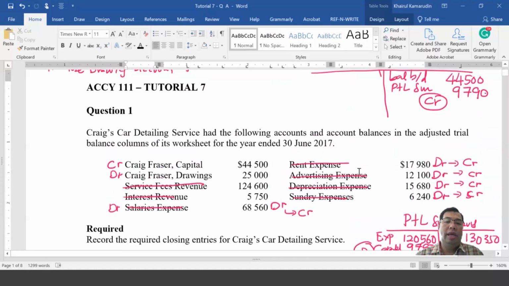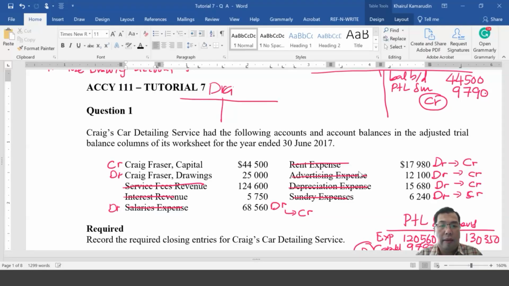And we did this. And finally, I'm going to close my drawing account. Drawing is a debit account. This is your drawing account. The balance is 25,000. So how to have a zero balance? Certainly I'm going to credit this account by 25,000, so we're going to have a zero balance on that. When I credit this account, the debit goes to your capital account, 25,000. Drawing reduces your capital.